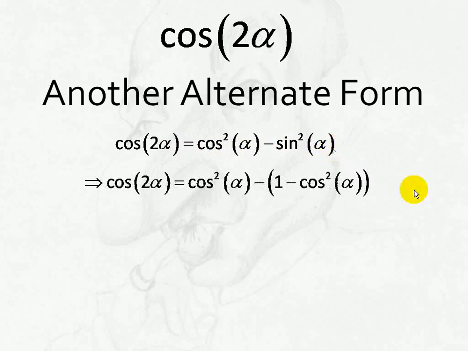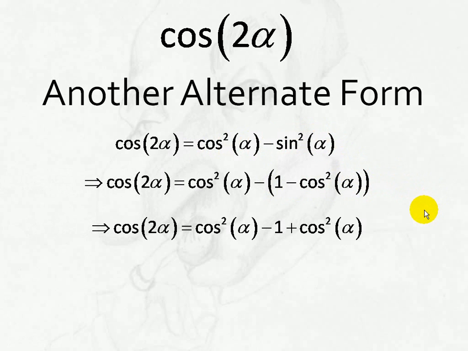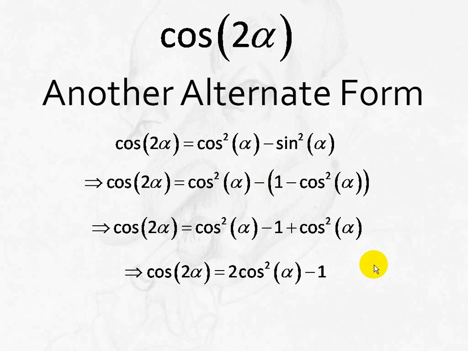And this time, I'll substitute in. In place of sine squared alpha, I'll substitute 1 minus cosine squared alpha. Then, when I clear my parentheses, notice that this negative and negative here give us a positive cosine. Then the negative with the 1 gives us a negative 1. Putting this together, we have cosine 2 alpha is 2 cosine squared alpha minus 1. And this is another way that we can look at the cosine of 2 alpha.